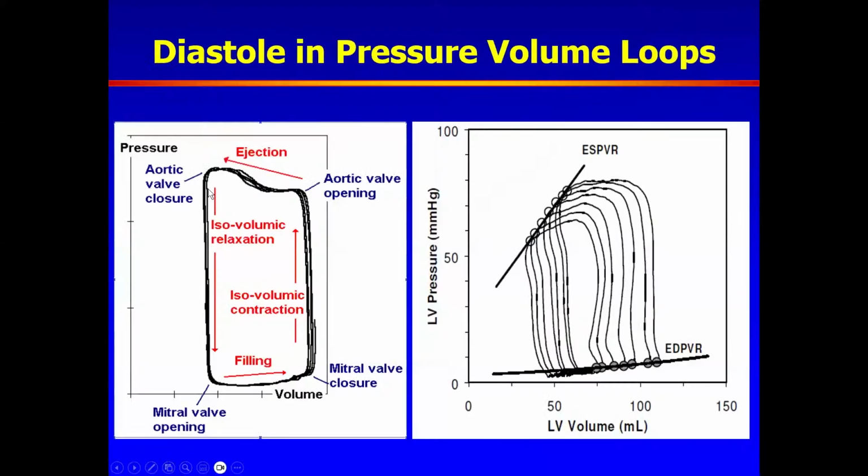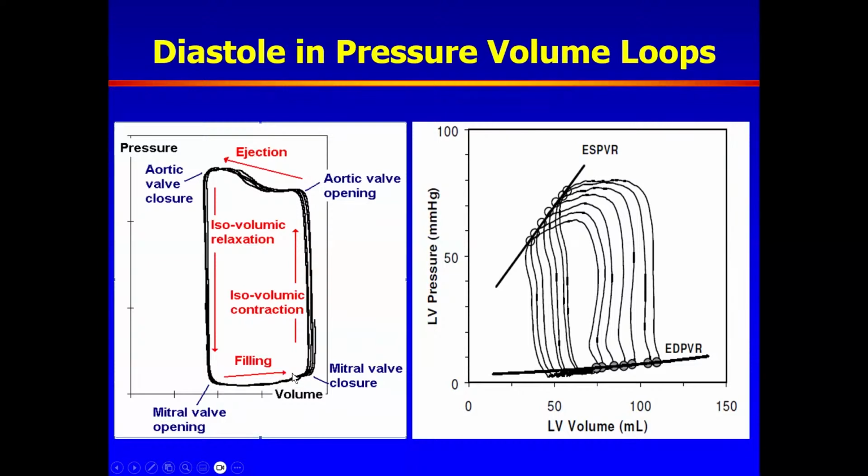So diastole concerns two phases of the cardiac cycle: isovolumic relaxation, when both valves, aortic and mitral, are closed, and the pressure is dropping. In normal hearts, this pressure drop is very fast, and we end up with a very low pressure in the ventricle that is 0 millimeters mercury or thereby.